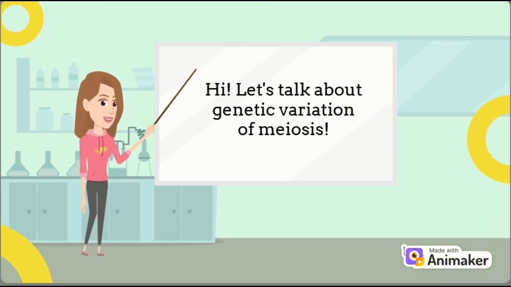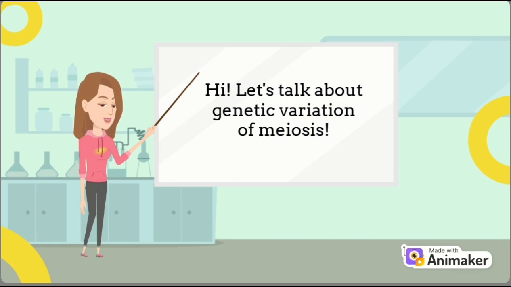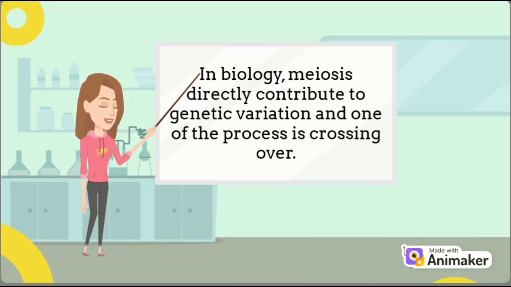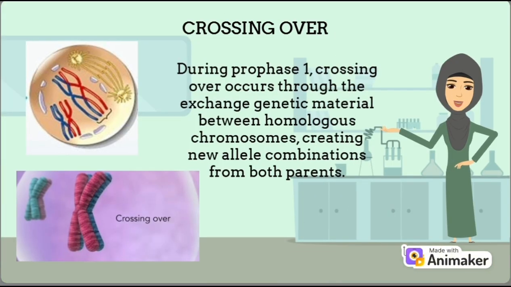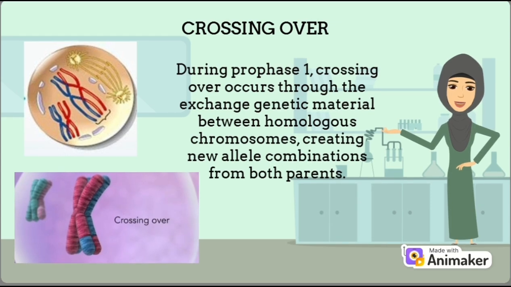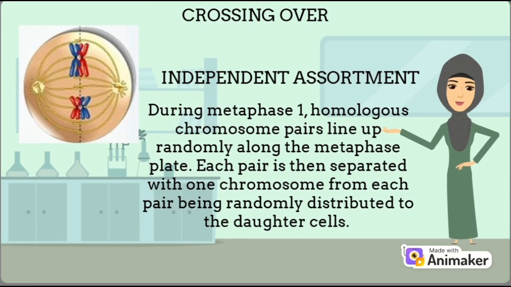Let's talk about genetic variation in meiosis. In biology, meiosis directly contributes to genetic variation, and one of the processes is crossing over. During prophase 1, crossing over occurs through the exchange of genetic material between homologous chromosomes, creating new allele combinations from both parents. Genetic variation also involves independent assortment.